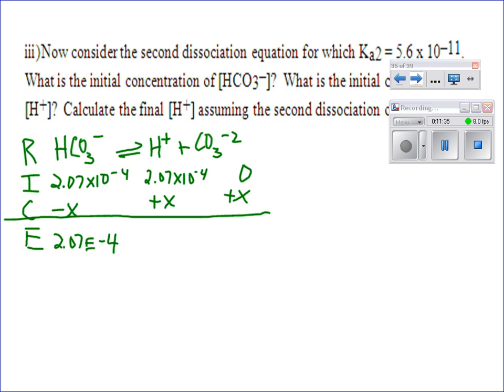I can't believe I just wrote E minus X. I think it must be Friday. The epitome of laziness. Plus X and X.